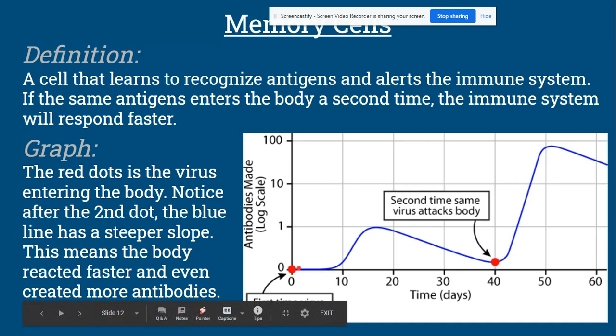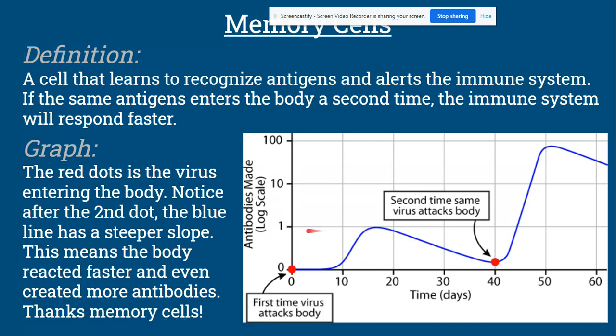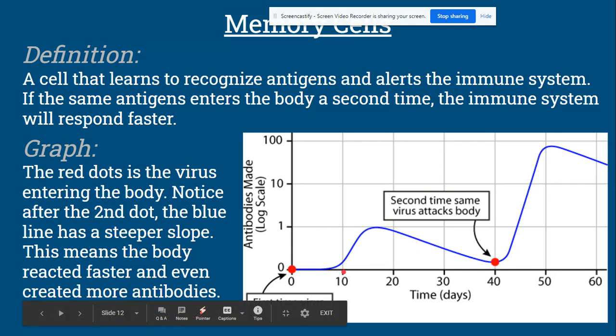You can see the virus enters the body, and then just about at 10 days, we start to see antibodies being made to try and fight this virus. A certain number is made, and then it looks like they start going down. From 10 days until the second virus, about 40 days, there are antibodies present in this person's system, fighting off that virus.